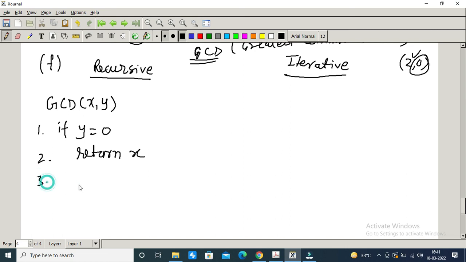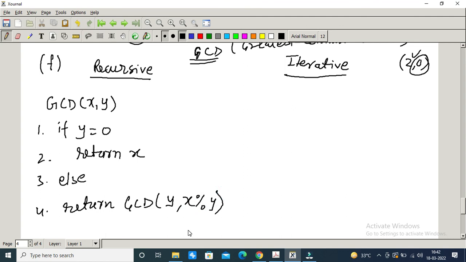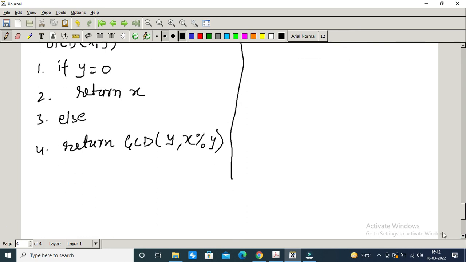And then if it is not the case, else return GCD of y comma x mod y. So in that way we can calculate GCD of two numbers.